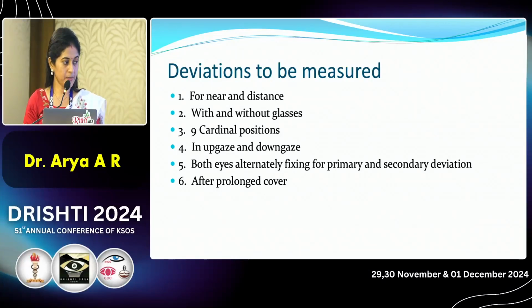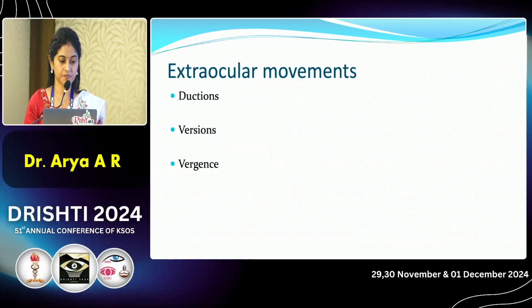Now deviation should be measured for near as well as distance, with and without glasses, in the 9 cardinal positions, in up gaze and down gaze, up gaze at 25 and down gaze at 35 degrees, to differentiate whether there is an A or V pattern. If there is a difference of 10, it fits into A, and 15, V pattern. And after prolonged cover test also.